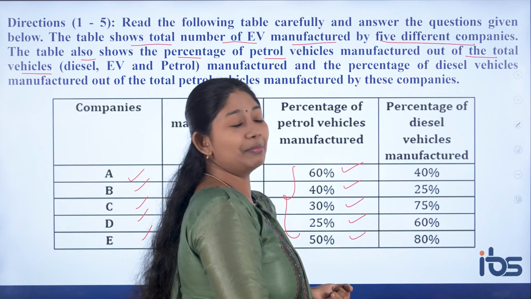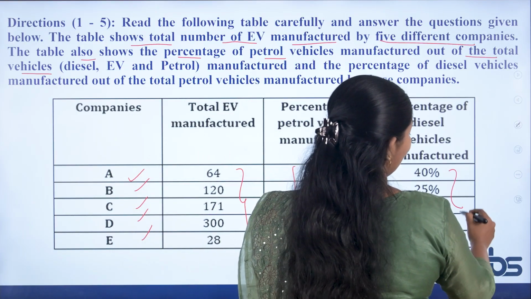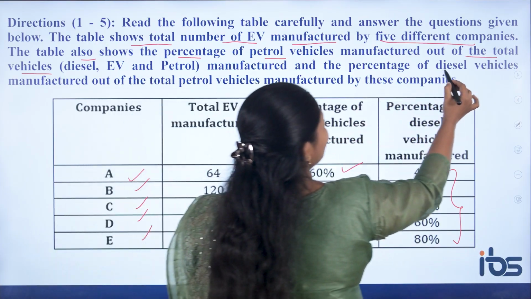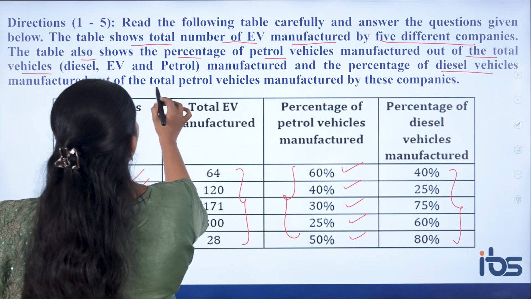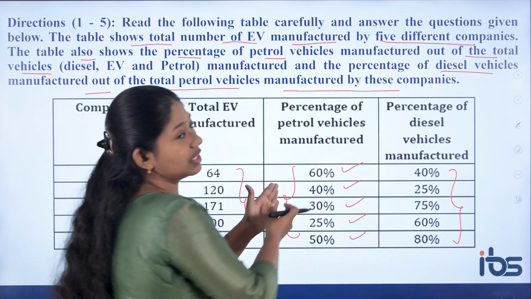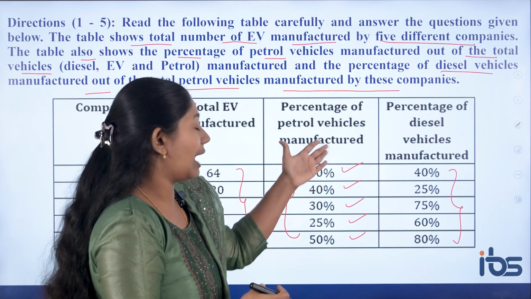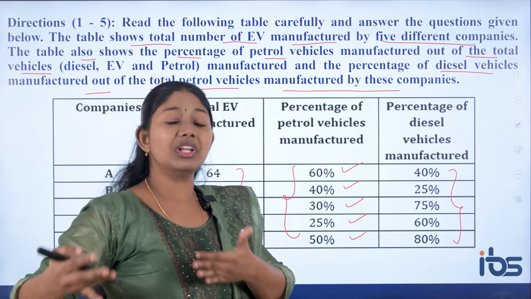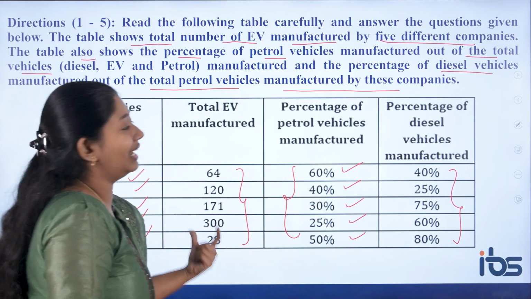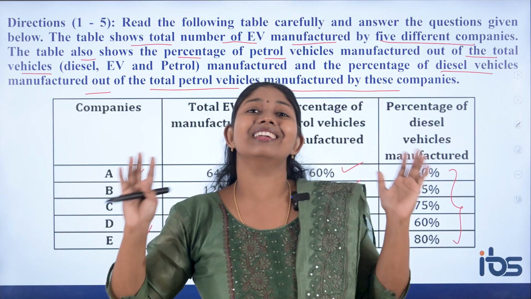Then you have the percentage of diesel vehicles manufactured, that also has been given, and the percentage of diesel vehicles manufactured out of the total petrol vehicles. So this percentage is with respect to the petrol vehicle, and petrol vehicle is with respect to the total vehicles manufactured, and this value is total EV manufactured. So this is the data.